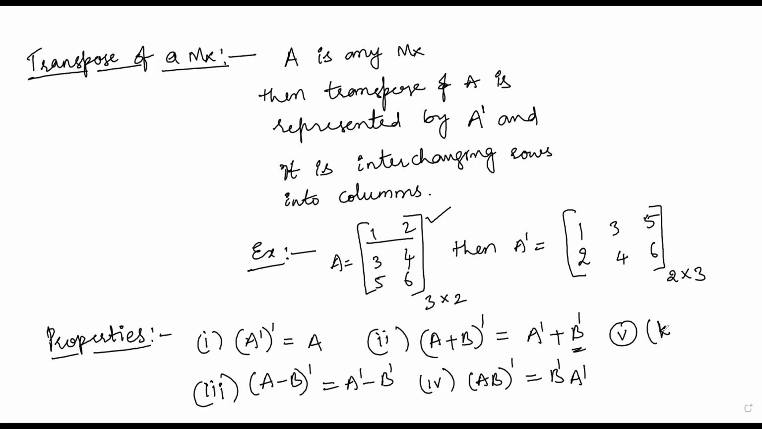Then fifth, the last one. K is a scalar, a real number. (KA) whole transpose is K into A transpose. K is a constant. If you first multiply by the constant and then transpose, or first transpose and then multiply by K, it's the same thing, because multiplying means multiplying each entry with K. So we get the same answer in the end.